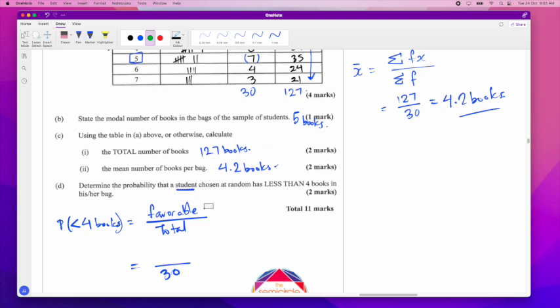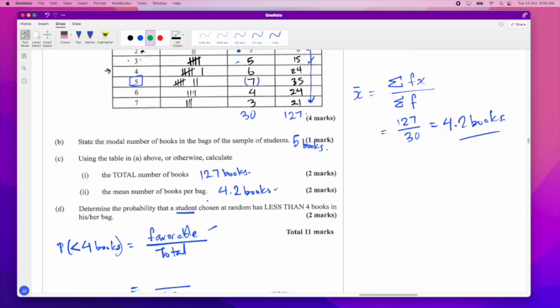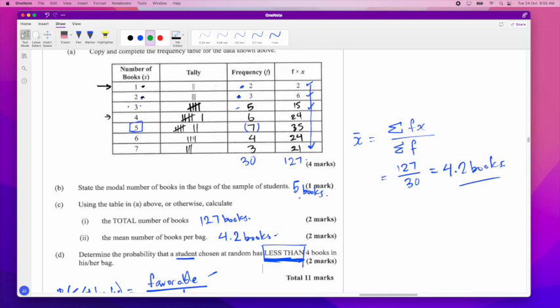Let's see the favorable outcomes, meaning the students that have less than 4 books, right? And notice they have less than 4 in big capital letters. So that means that they really mean less than. They don't mean less than or equal to. That is why they have it in capital letters, because they want you to know it's less than. So it's less than 4 books.